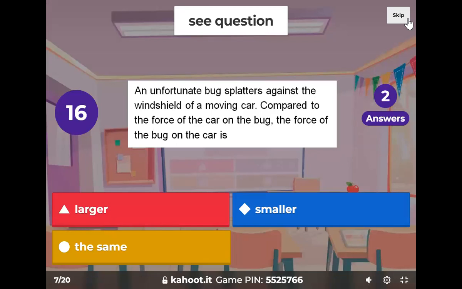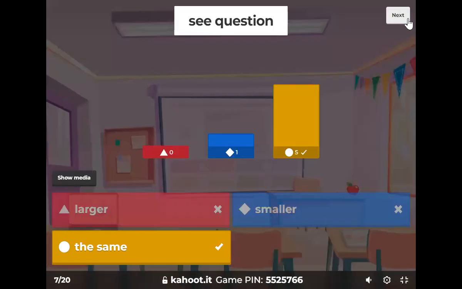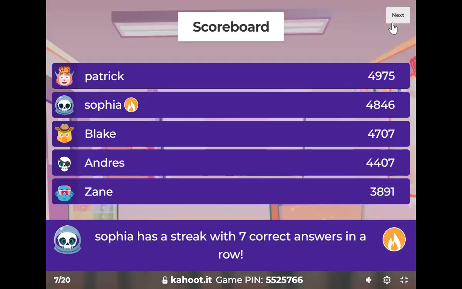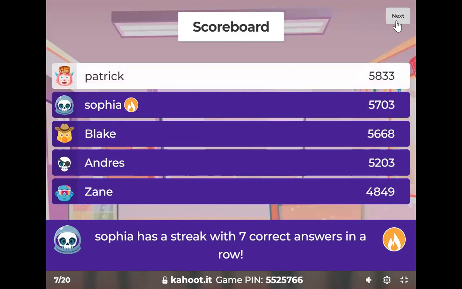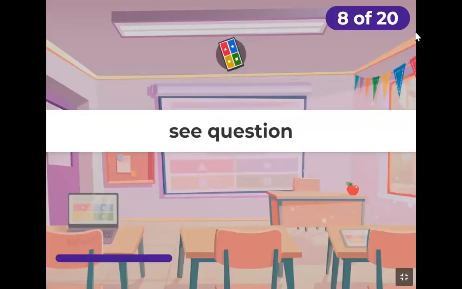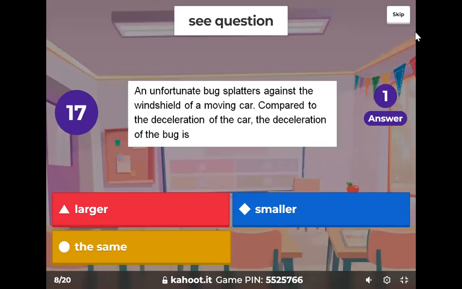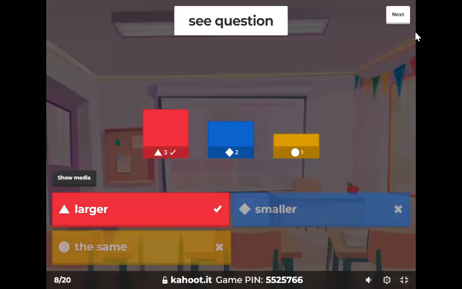Unfortunate bug against the windshield of the moving car. Compared to the force of the car on the bug, force of the bug on the car is what? The same force. But it's a small force. Well, at least from the point of view of the car, right? The same force. Same scenario. Compared to the change in motion of the car, the change in motion of the bug is what? Yeah, is much greater from the bug's point of view, right?